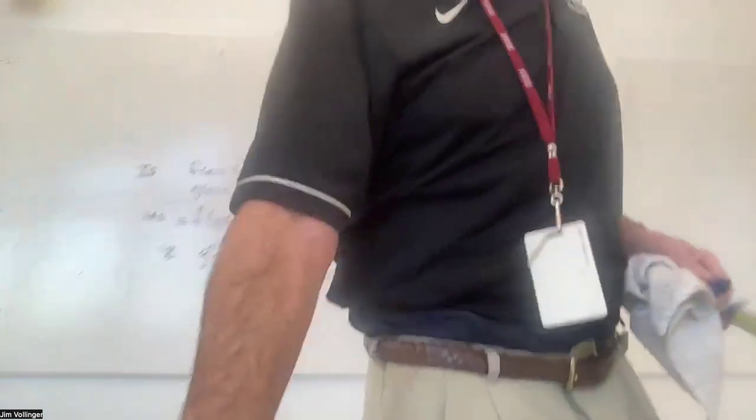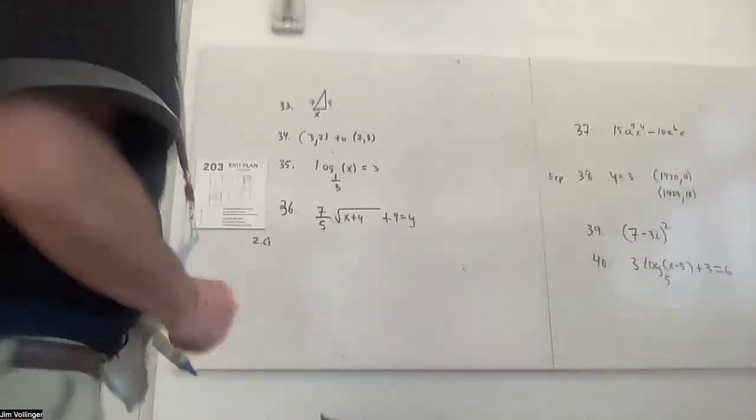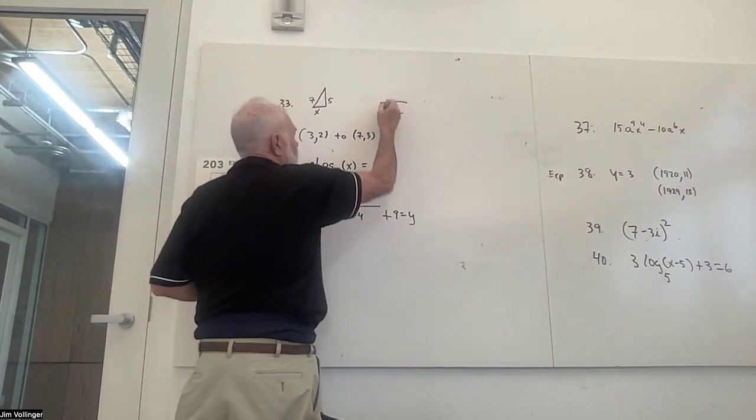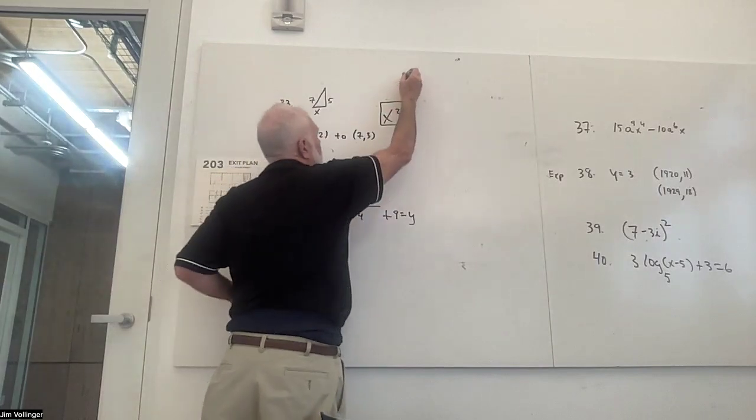All right, now I'm doing Pythagoras. All right, so I'm going to look at this and I'm going to say, hey, x squared has to equal 20.